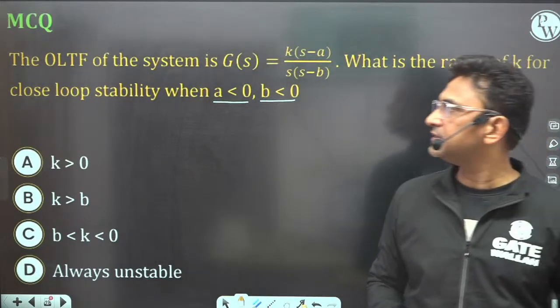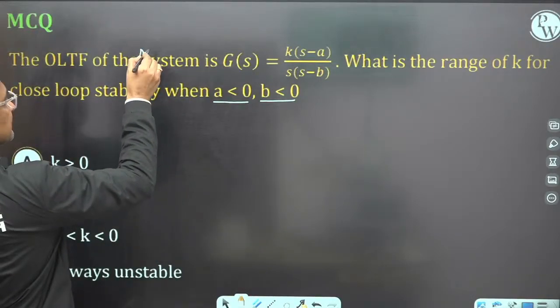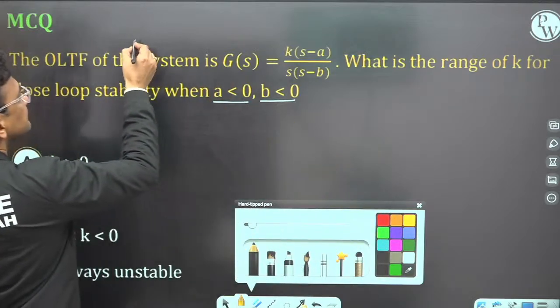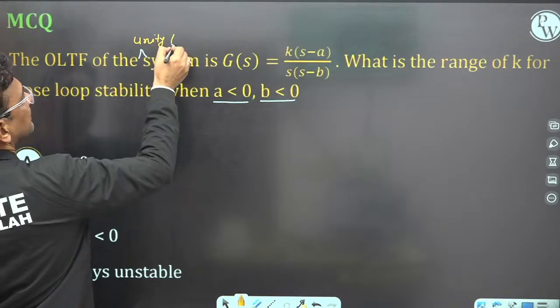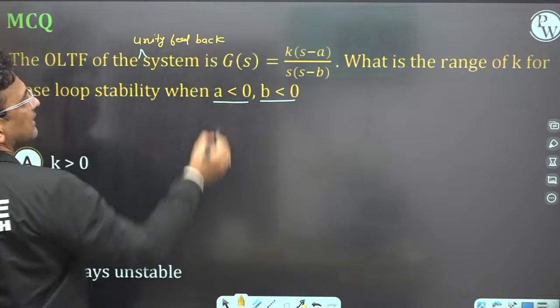Oh, one thing is missing. Basically, the open loop transfer function is of a unity feedback system. It should be the unity feedback system only, because only for unity feedback system are we able to find out the closed loop transfer function. Clear?